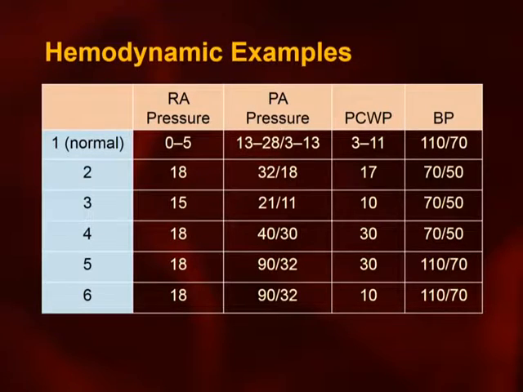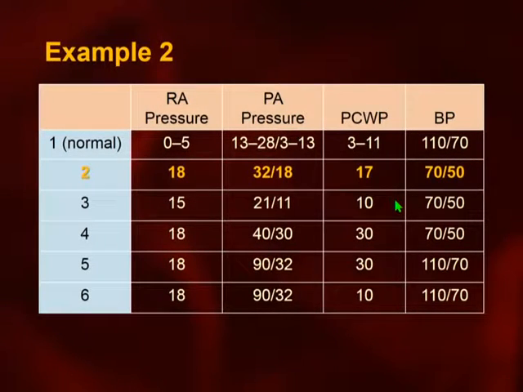Right atrial pressure in the range of 0 to 5. PA pressure, 13 to 28 systolic over 3 to 13 diastolic. Wedge pressure, 3 to 11, and of course, normal blood pressure. So let's look now at example 2.